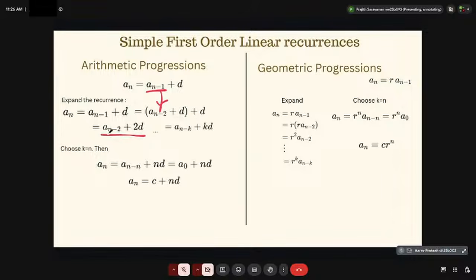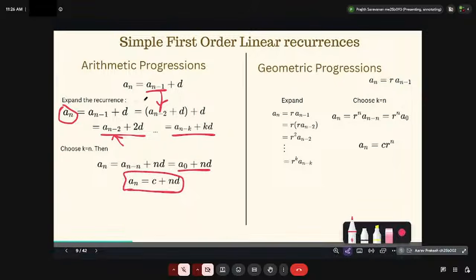Now, again, we can substitute a_{n-2}, and we can do that so on and so forth. So what we'll get is that a_n is equal to a_{n-k} plus k times d. So when we choose k to be n, this term will be a_0. So a_n will be a_0 plus nd. This will be the solution of this recurrence.